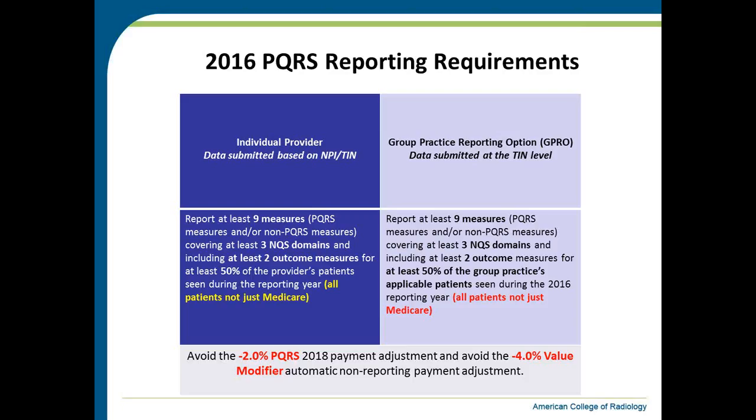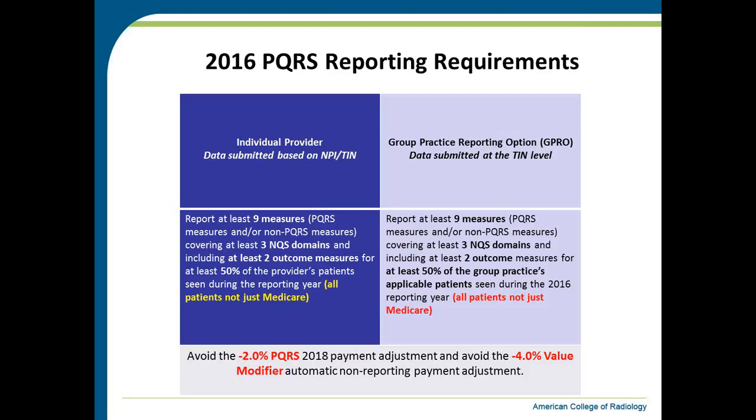The cardinal rule, we've broken it down between if you're doing individual reporting or if you are signed up with CMS to be a G-Pro. Everyone should be aware of if they are reporting as a group by now, because that deadline was June 30th where you had to register with CMS. And essentially, regardless of individual or group reporting, you're trying to achieve 9 quality measures across 3 NQS domains. And of those measures, at least 2 of them must be an outcome measure. If you do not have an outcome measure, there are additional measures that can be reported.